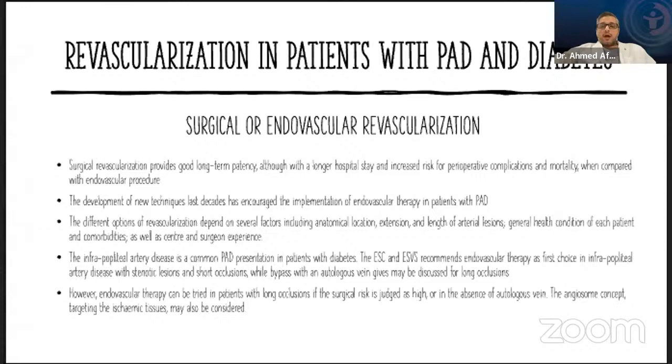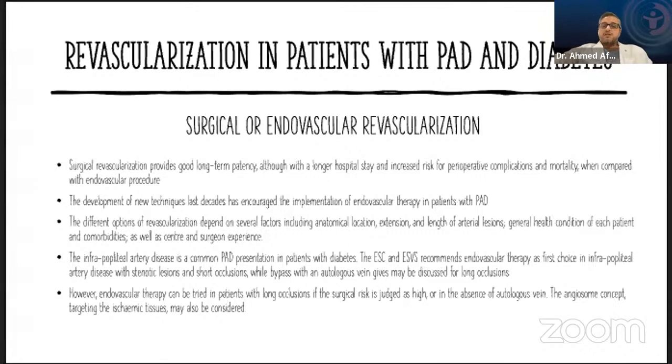Now, the question will be surgical or endovascular revascularization. There are different opinions on revascularization depending on several factors, including anatomical location, extension, and length of the arterial lesion, plus the general health condition of each patient and the comorbidities the patient has, as well as the center and the surgeon's experience.